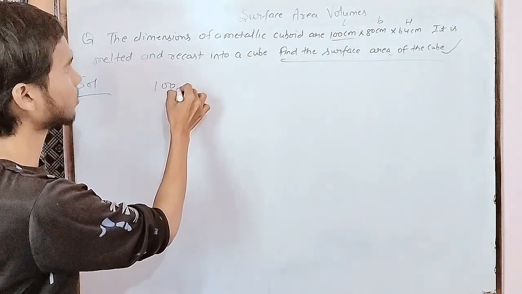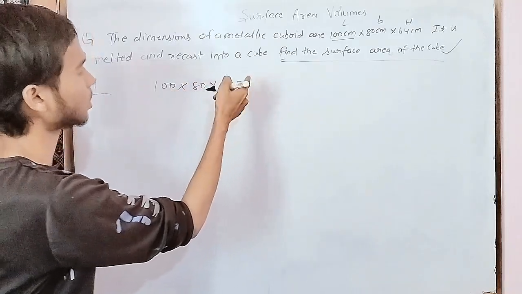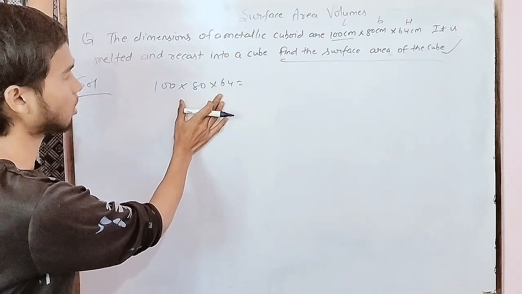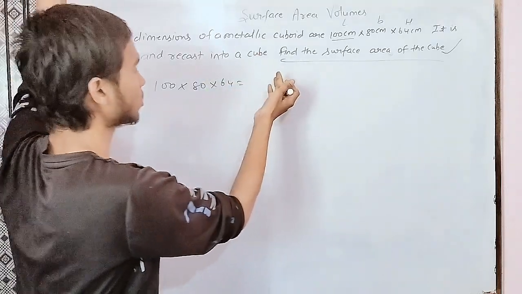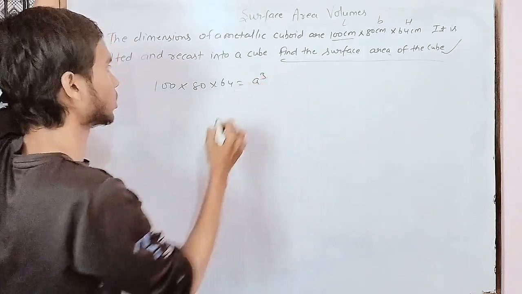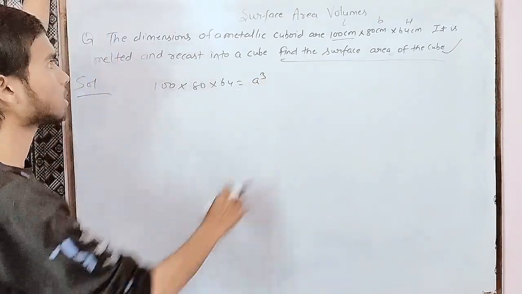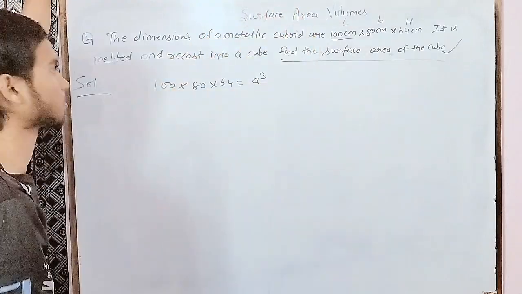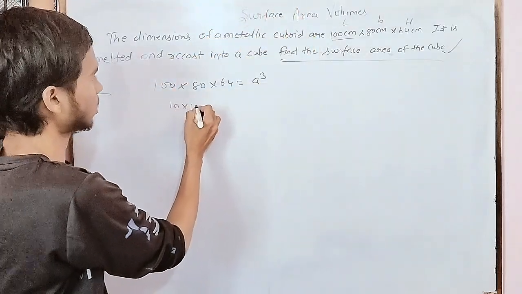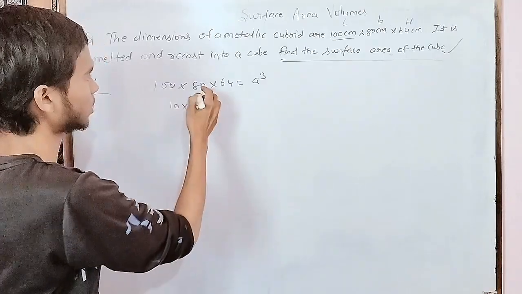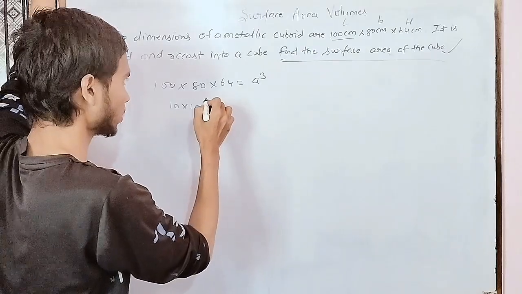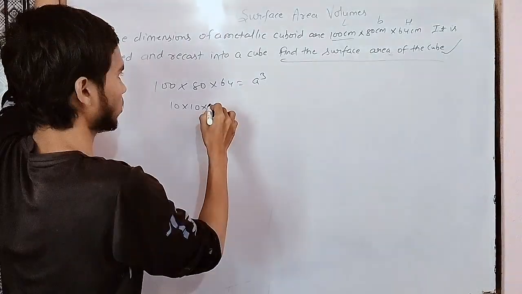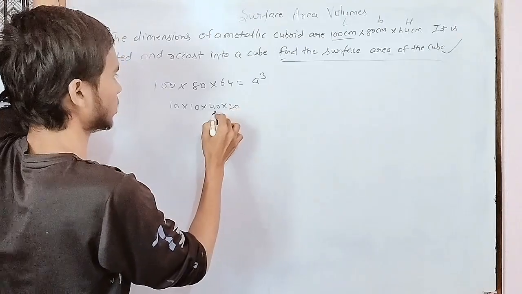So can we say 100 multiplied by 80 multiplied by 64 is what? Cuboid. So this is a volume. We can say this volume is equal to the volume of a cube, isn't it? The cuboid was just converted into a cube, where the volume is the same. So 10 multiplied by... here this would be how much? 40 multiplied by 20.